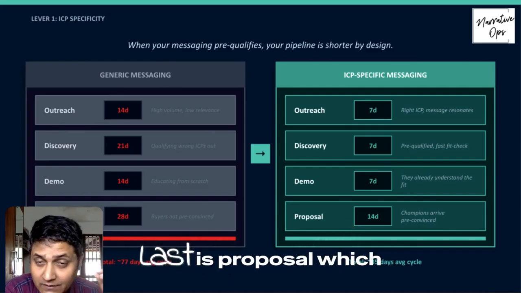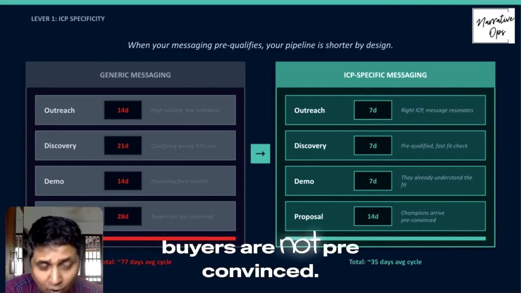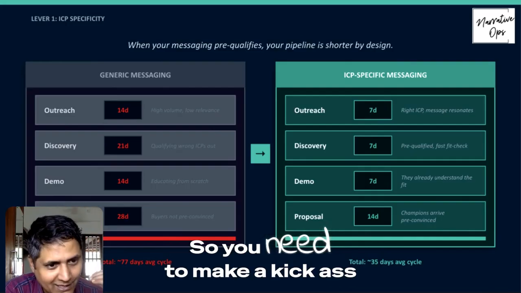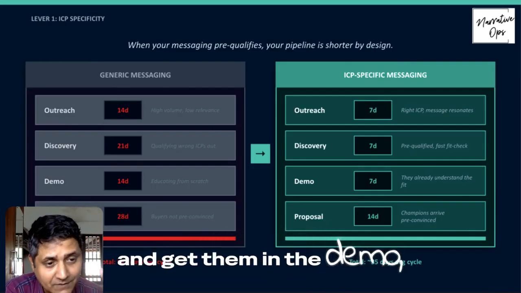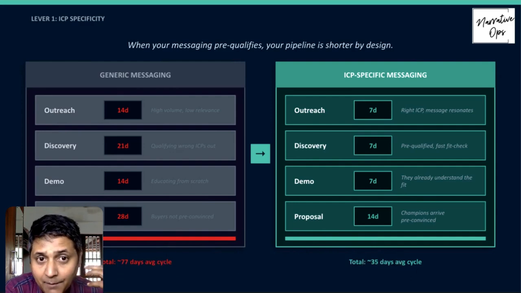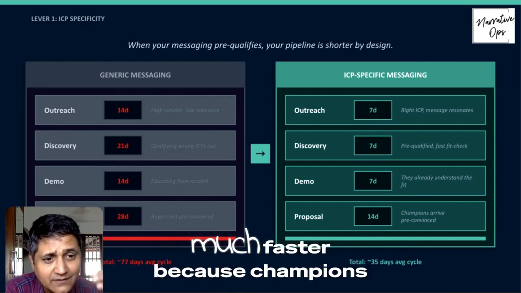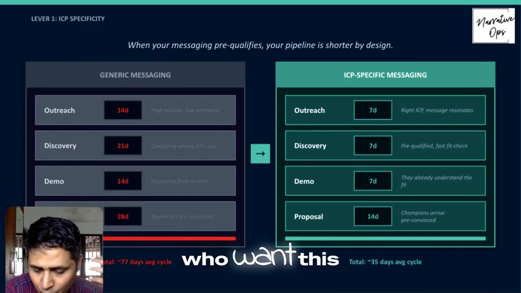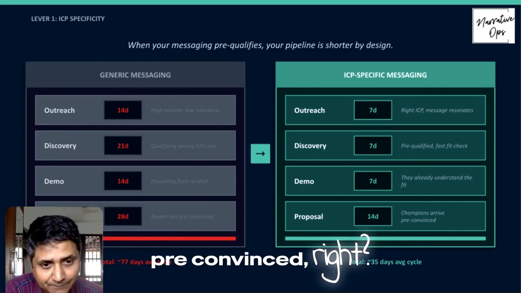Last is the proposal, which is typically 28 days in a generic messaging case. Buyers are not pre-convinced, so you need to make a kick-ass proposal to convince them and get them into the funnel. But in ICP-specific messaging, the proposal happens much faster because champions who want this product want to take it to the management, and they are coming pre-convinced, right?